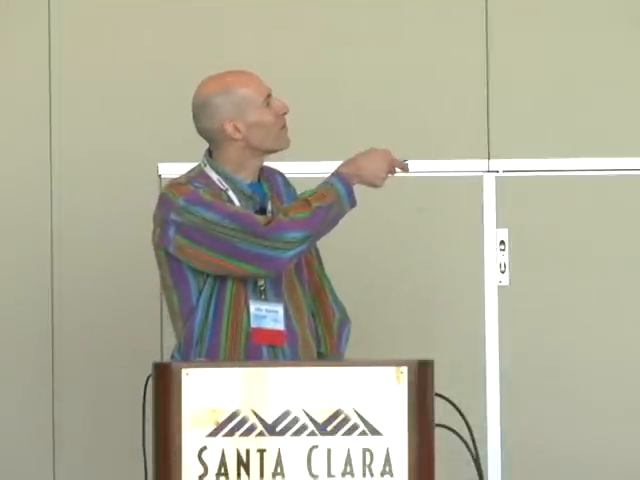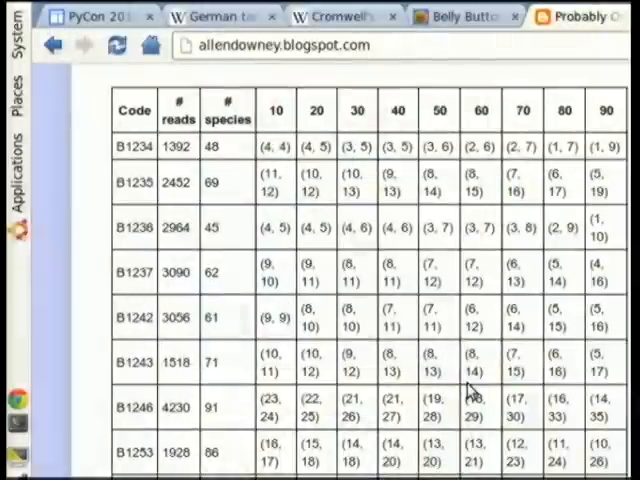So for each subject, I know how many reads they actually got. So they got 1,400 reads, but they only looked at 400 of them. And with the 400 reads, they observed, well, if you read across the top row, they observed 48 different species.